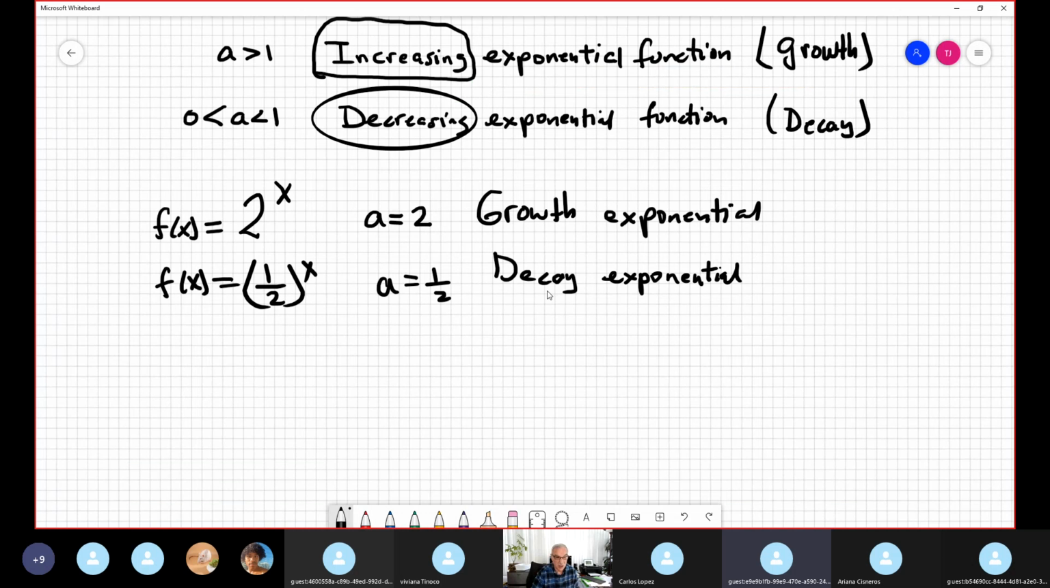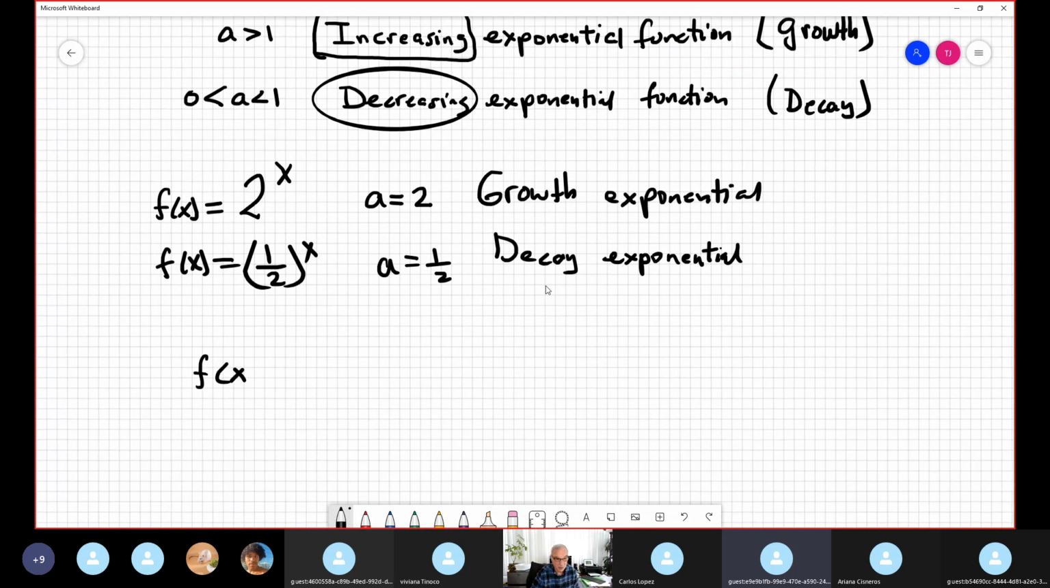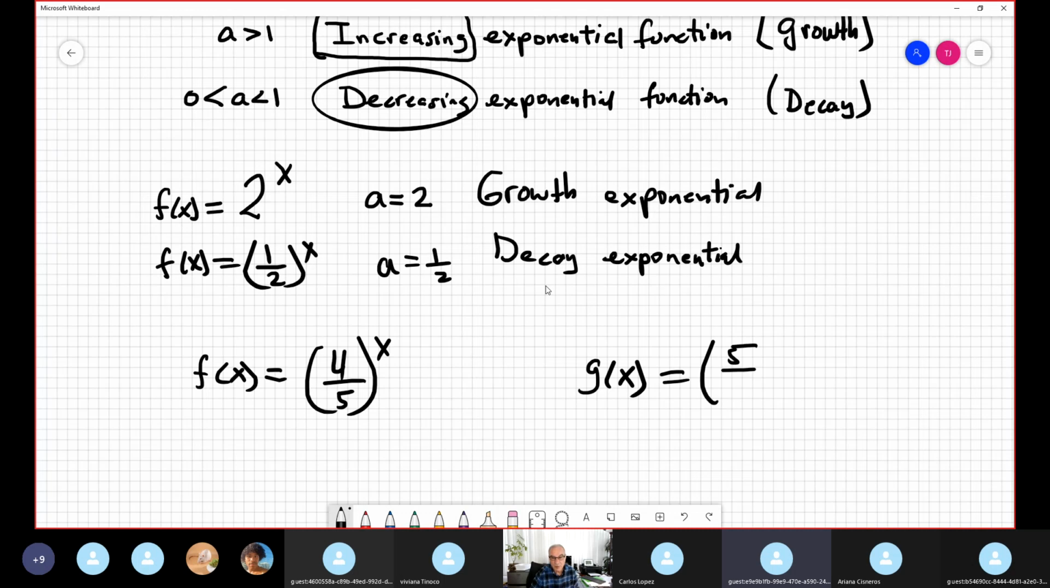Look, another example. Suppose two examples, and you let me know. Suppose 4/5 raised to the x power, and another function, g of x, 5/4 raised to the x power. Classification: is it exponential, yes or no? And is it growth exponential or decay exponential? Number 1 and number 2.